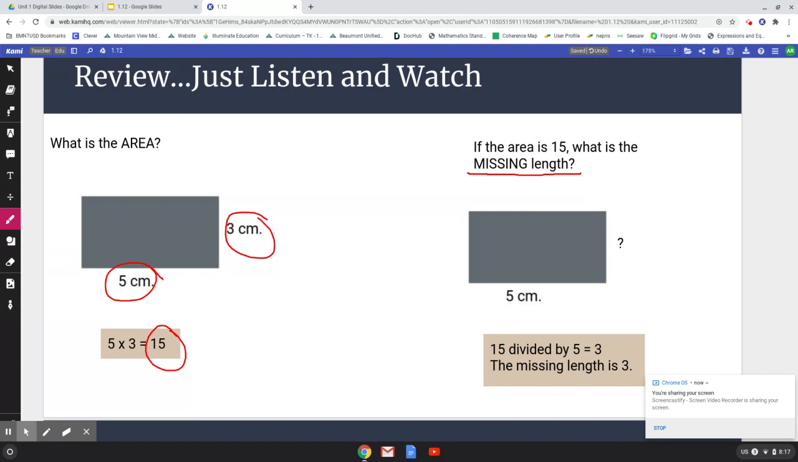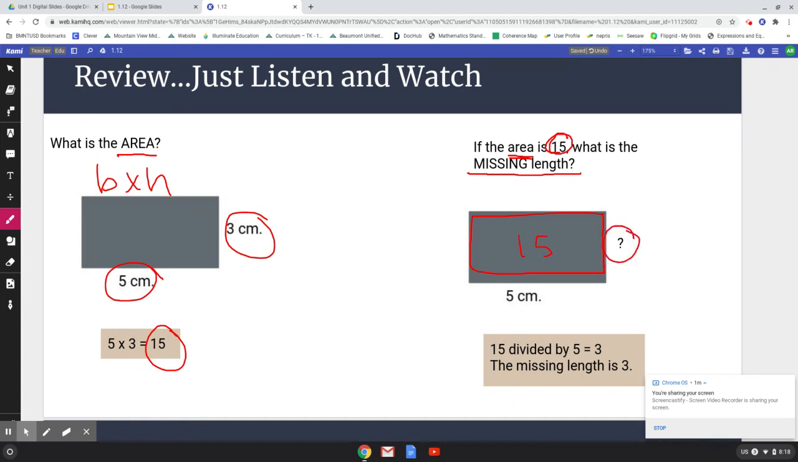So it says if the area is 15, what is the length? So this 15, they're telling you the area. So notice on this side, we're finding the area. So we would do base times height, right? But on the right, they already gave us the area. This whole area of this is 15. They already gave us that answer. So now we're looking for, well, what is that missing length?